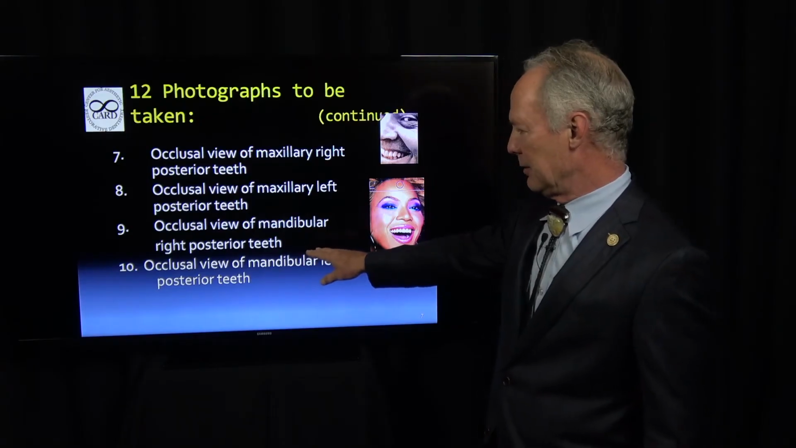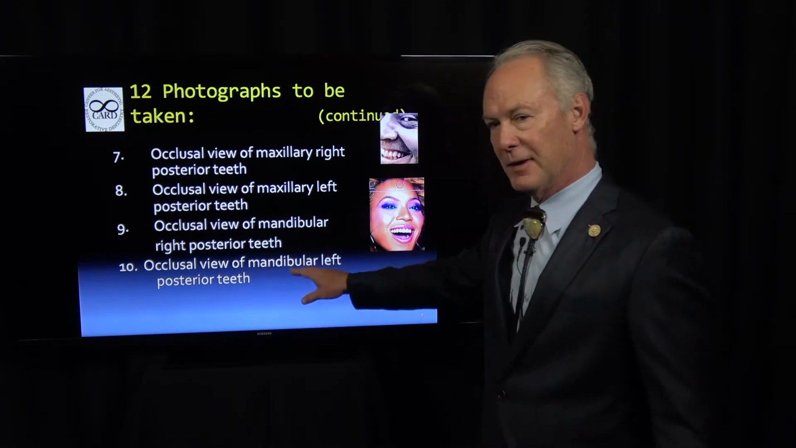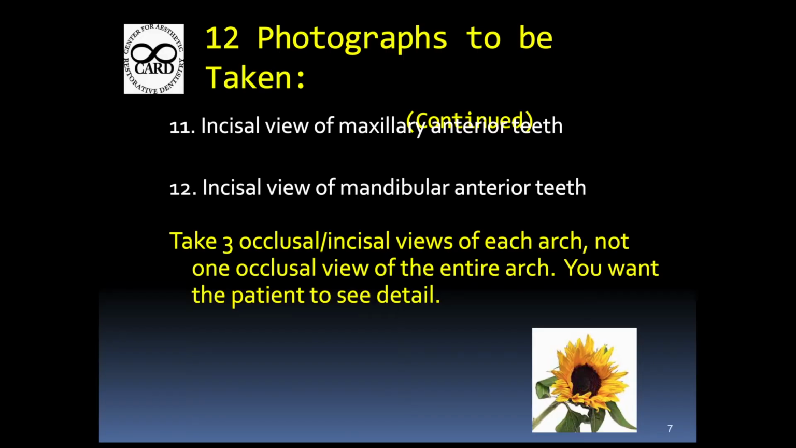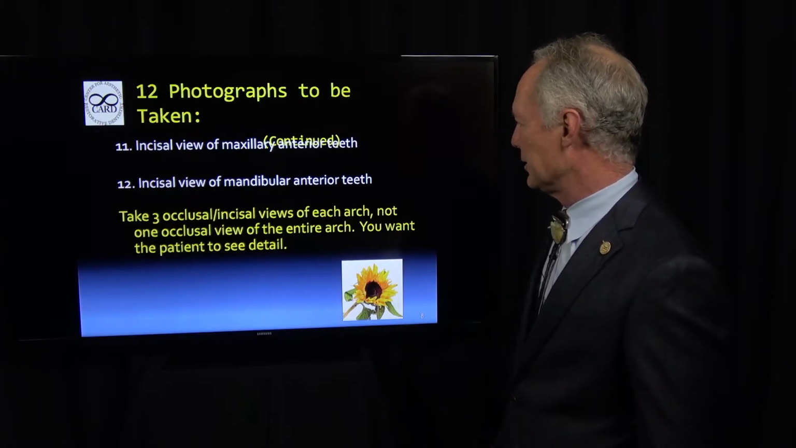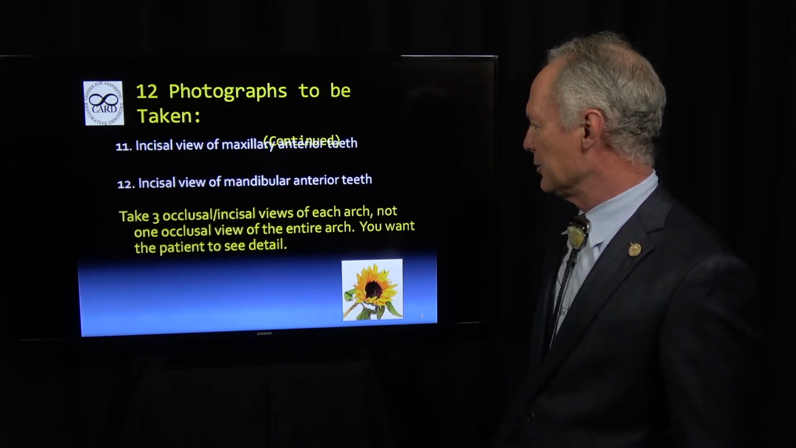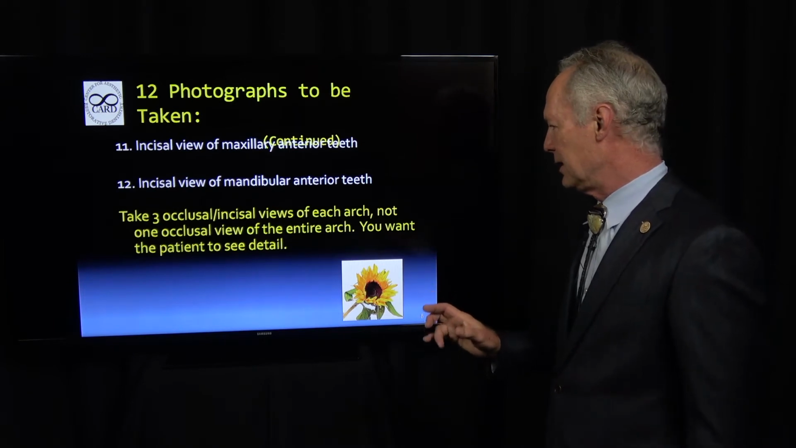You want to take the right side and the left side, and then take an occlusal view of the mandibular right posterior teeth, and an occlusal view of the left posterior teeth, and then an incisal view of the maxillary anterior teeth, and an incisal view of the mandibular anterior teeth. Take 3 occlusal incisal views of each arch, not one occlusal view of the entire arch.